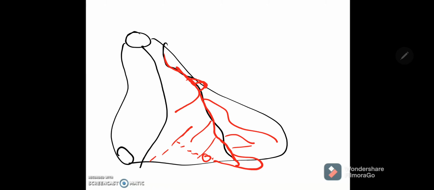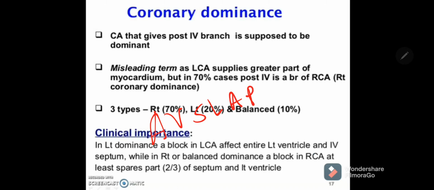The circumflex branch winds around the anterior AV sulcus and winds on the left border of the heart, gives atrial branch, ventricular branch, and left marginal branch. And here it comes and anastomoses with the right coronary artery, and in 10% of cases it gives the posterior interventricular artery. That is the course of the circumflex artery, and you can remember it as AV slap. These are the branches given by the circumflex artery: atrial, ventricular, SA nodal, left marginal, AV nodal, or posterior interventricular.